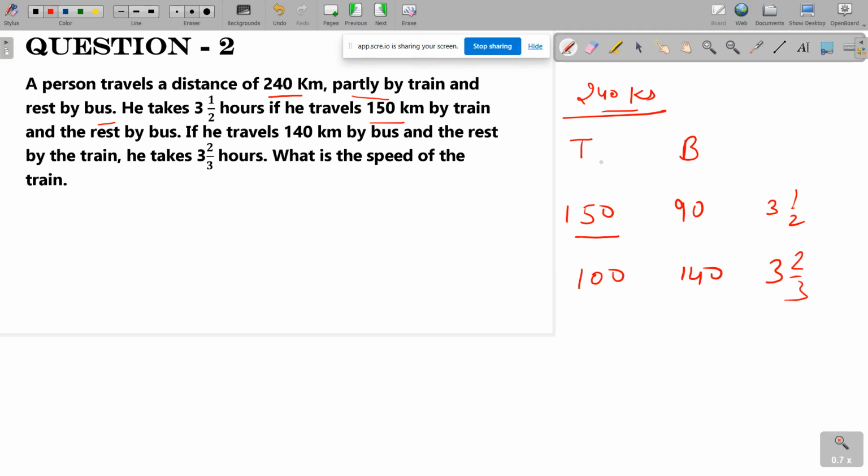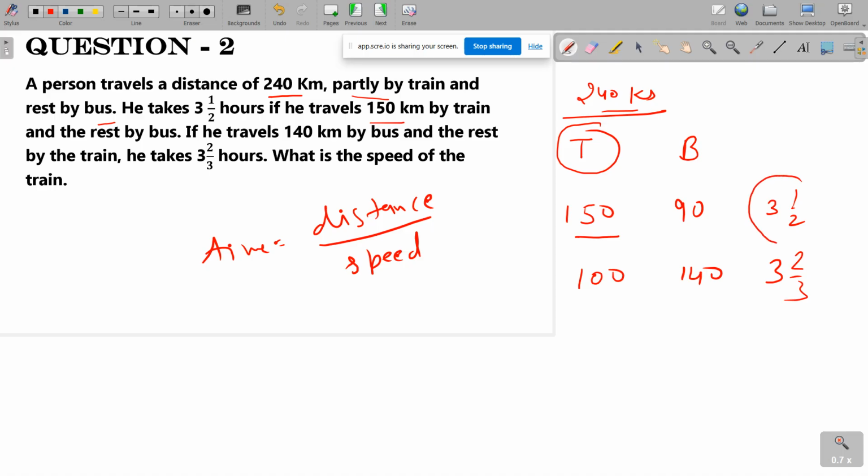We need to calculate the speed of the train. First, we need to understand that time can be written as distance divided by speed, right? So we have the time, we have the distance. What is it that we do not have? It is speed. So okay, let's calculate speed.